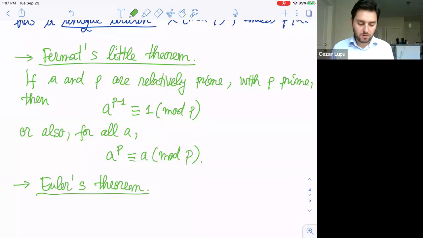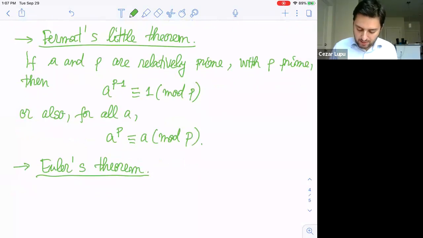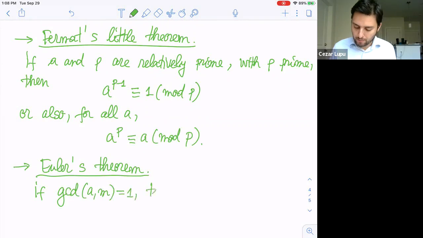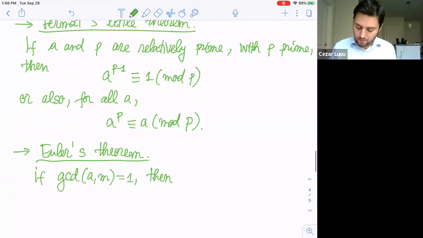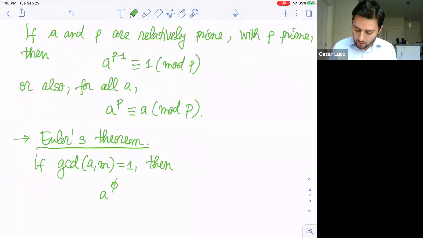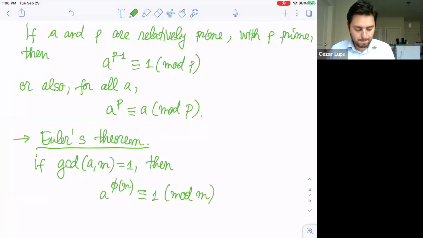It is a little bit more general than this, and it states that if the GCD between a and m is 1, then we have that a to the power Euler's totient phi of m is congruent with 1 mod m, right? I'll leave it to you to see why this is more general; Fermat's little theorem follows immediately.